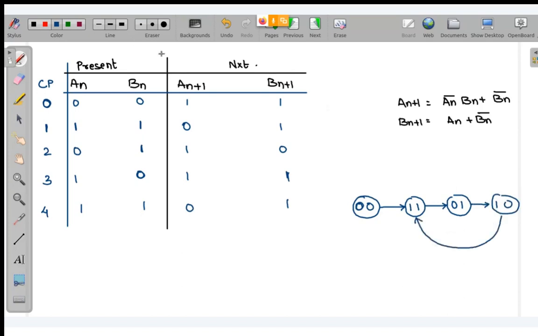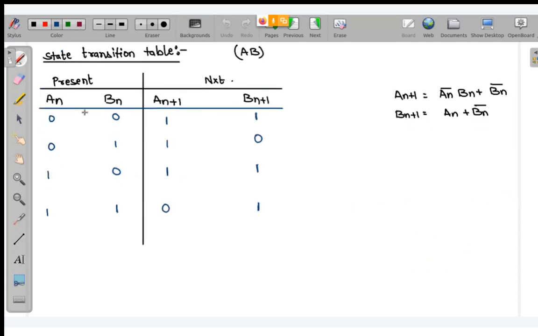So this table is known as your state transition table, and this diagram is known as the state diagram. Even if you had drawn from this one, you will get the same. So look, from 0 0 you go to 1 1. Then from 0 1 you go to 1 0. So right over here, from 0 1 you go to 1 0.